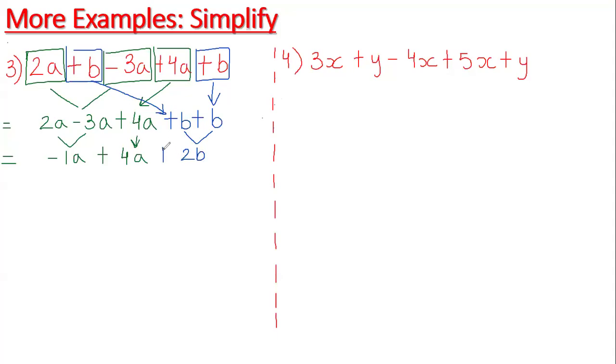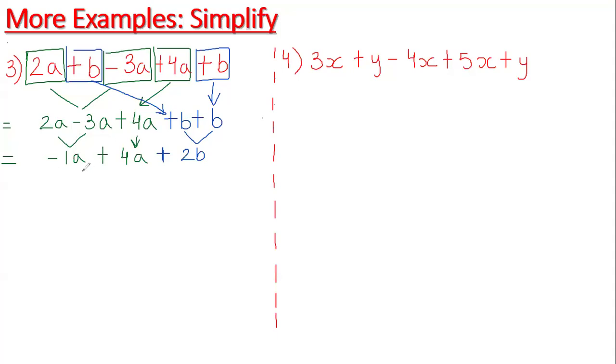Now, some people may be wondering how we got negative 1a. Do y'all know how we got negative 1a? Because the 3 is bigger than the 2. Mm-hmm. The 3 is bigger than the 2, so we take the sign of the bigger number. You understand how we got negative 1a? So we say 2a minus 3a. That gives us negative 1a, and it has to be negative because we take the sign of the bigger number. All right? Next.